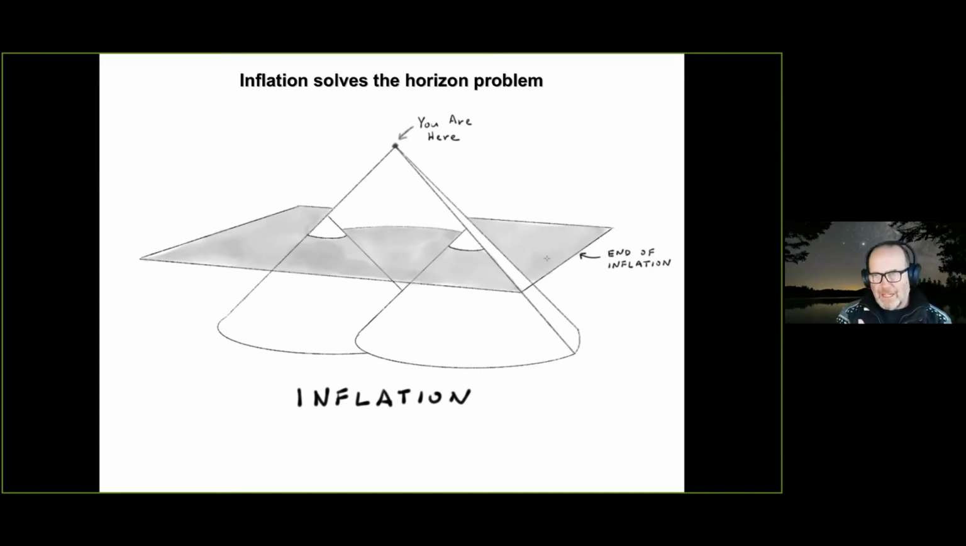And so you have to add dynamics to this. You have to have something that acts like an energy density of empty space, but actually has dynamics. It changes with time in order to make a successful model of inflation.